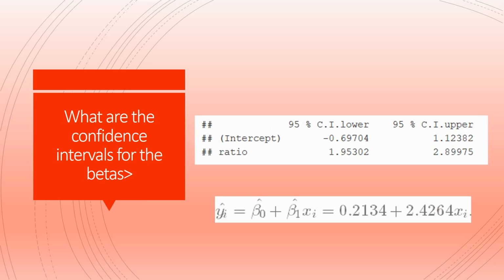So we do this by looking at the confidence interval for the estimates. We look at this 95% confidence interval to see if our beta naught and beta 1 are in these intervals. So the intercept shows that our beta naught, or 0.2134, is within that interval, and our slope, or beta 1, 2.4264, is in the interval as well. That interval is represented on the bottom.